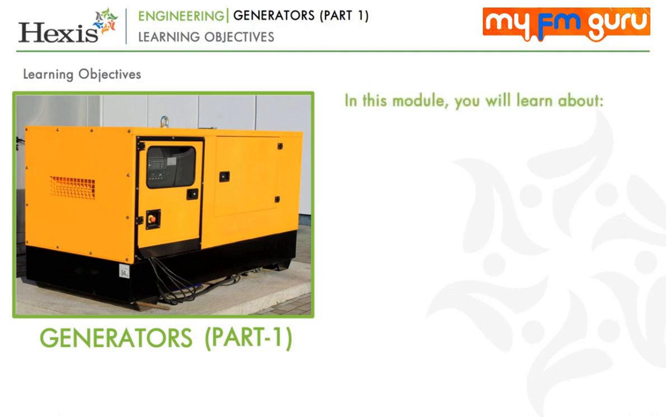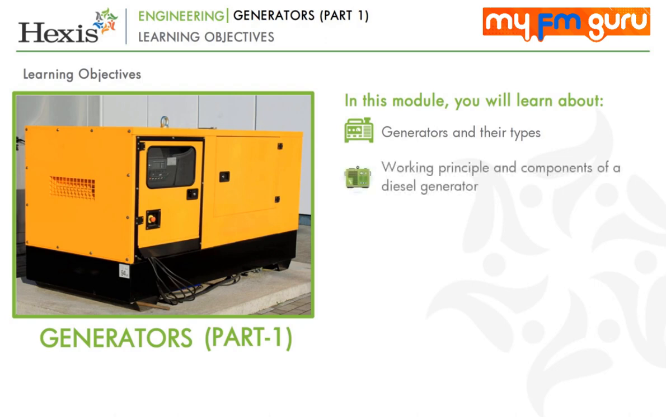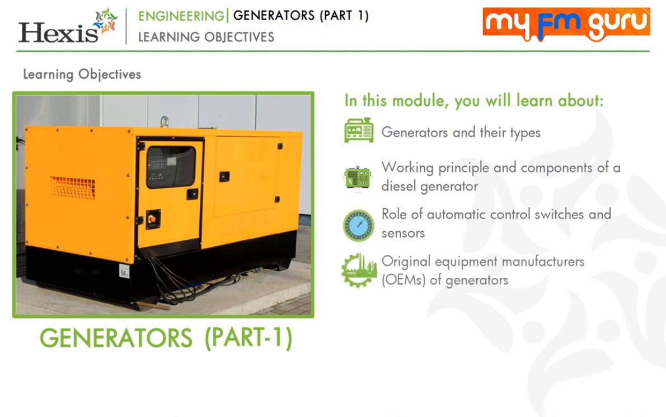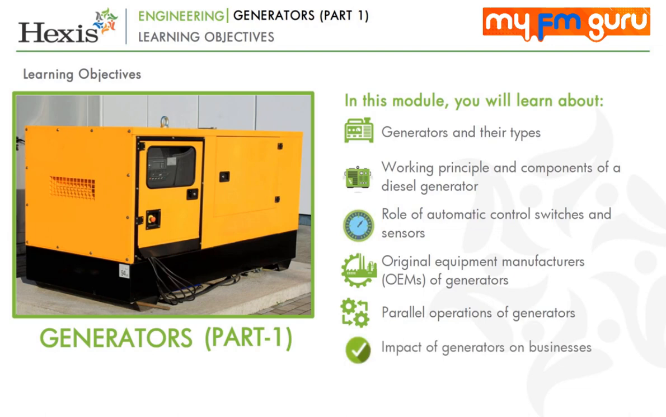So, let's take a look at the learning objectives of this module. At the end of the module, you will be able to describe a generator, classify the types of generators, explain the working principle of a diesel generator, list the components of a diesel generator, explain the role of automatic control switches and sensors used in generators, name the original equipment manufacturers, that is OEMs, of generators in India, describe the parallel operation of generators, explain the impact of generators on businesses.